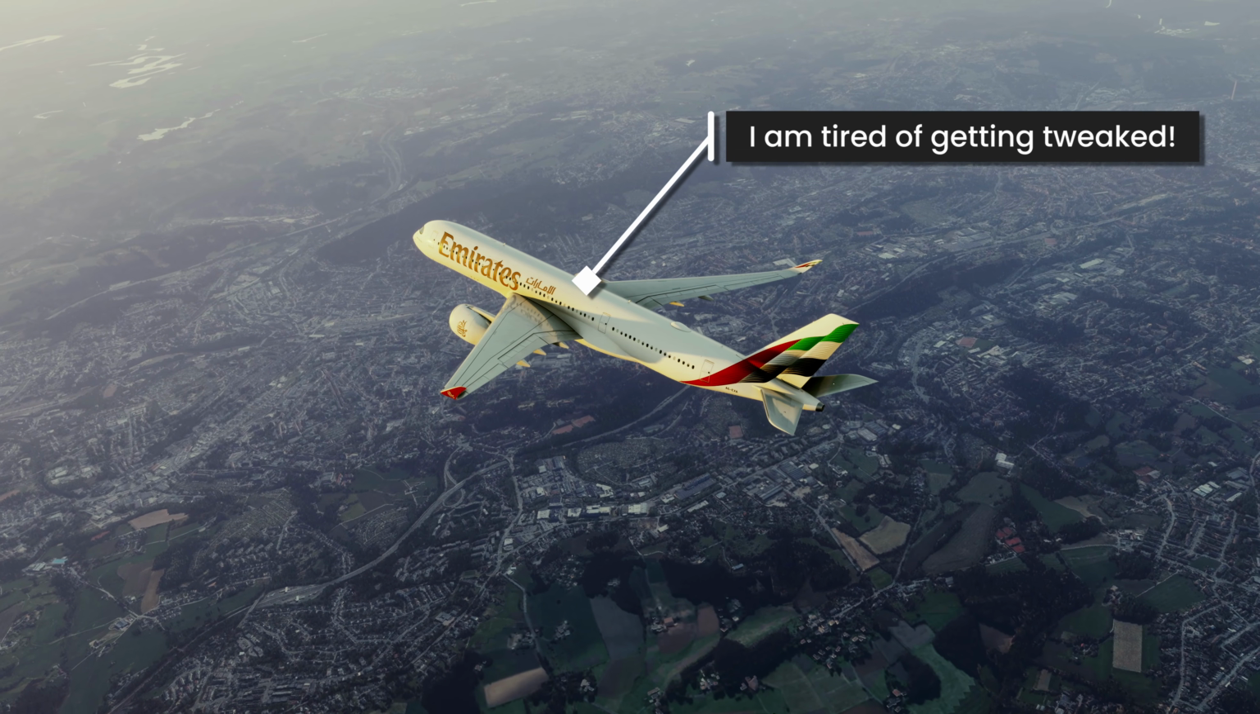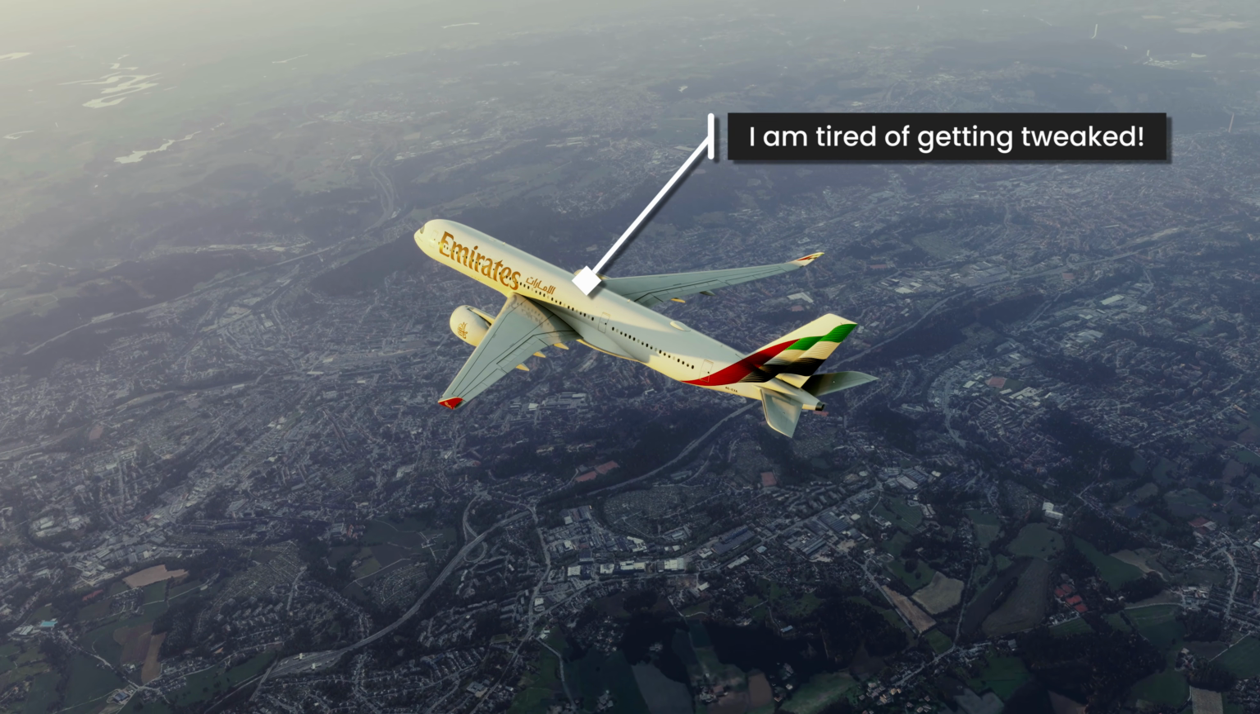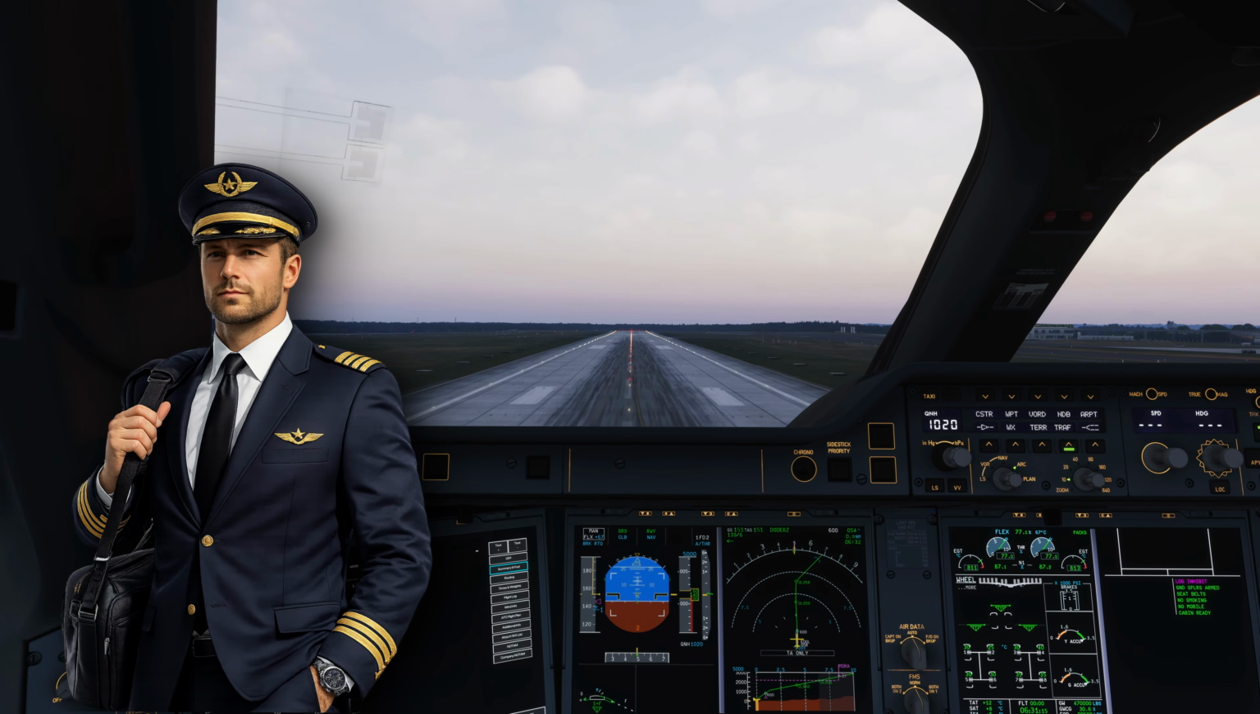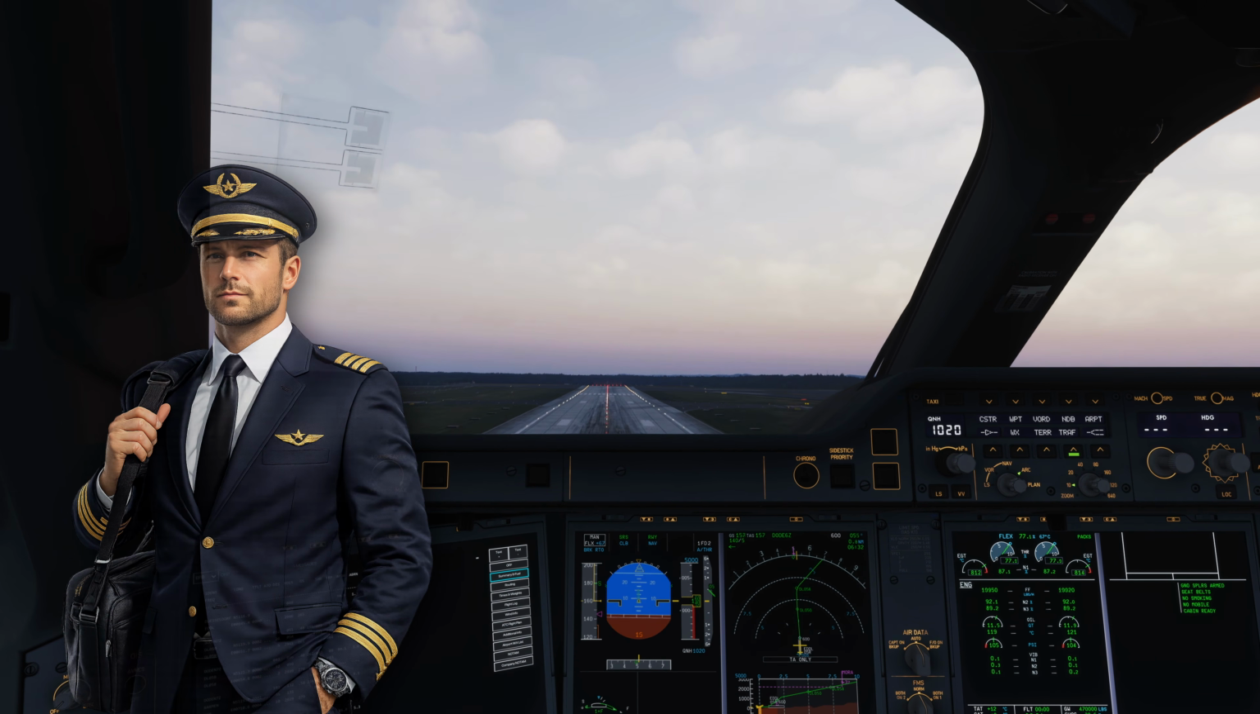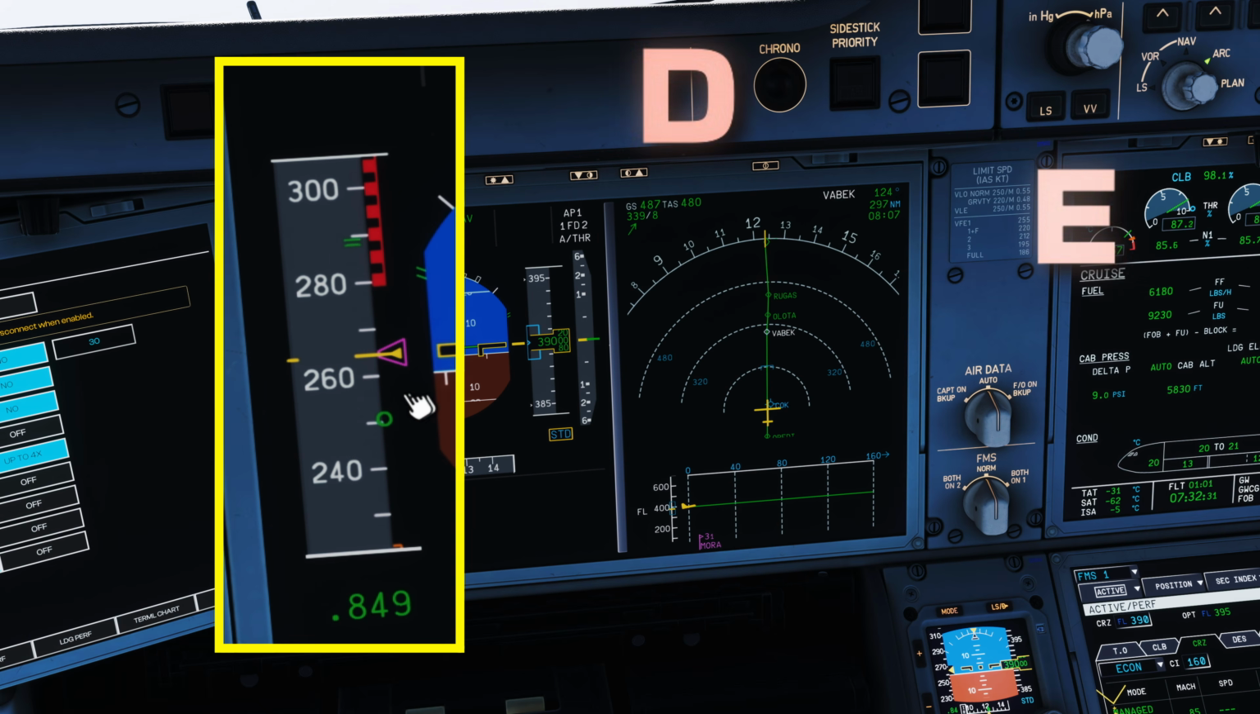Okay, so before we tweak sim settings for the 10th time today, let's pause for a moment and talk about something pilots rely on constantly and heavily while flying the airplane, and that is indicated airspeed.